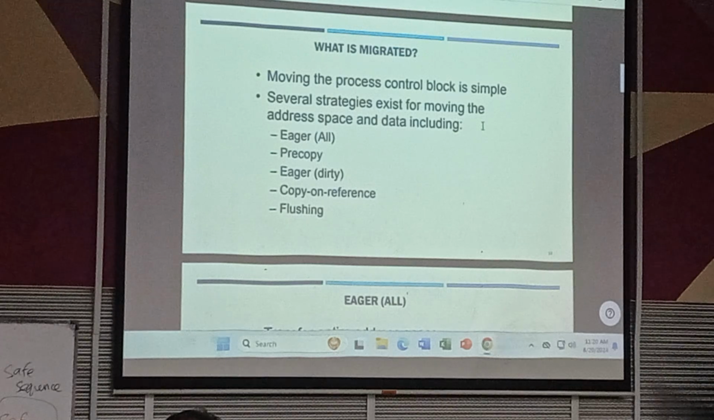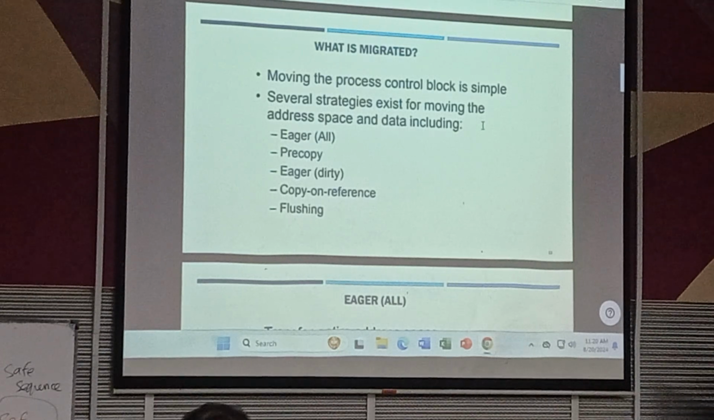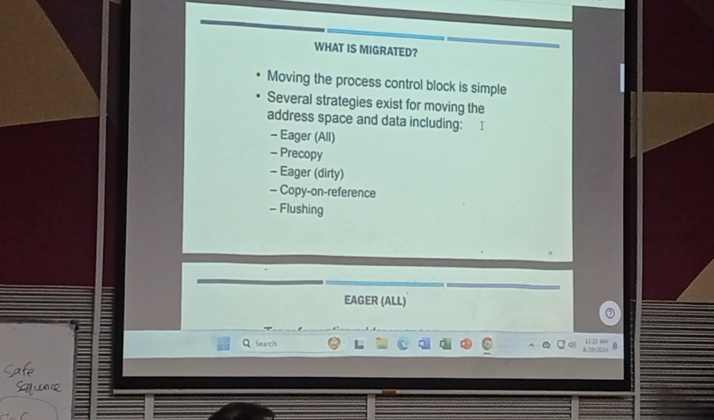So what are the techniques that we have in order to do the migration? There are many strategies. Remember, when we move, we have a lot of problems, right? First thing is, do we move all or do we move partially? If we move partially, eventually we have to move all. But how do we move them? That is the thing that we want to discuss here.